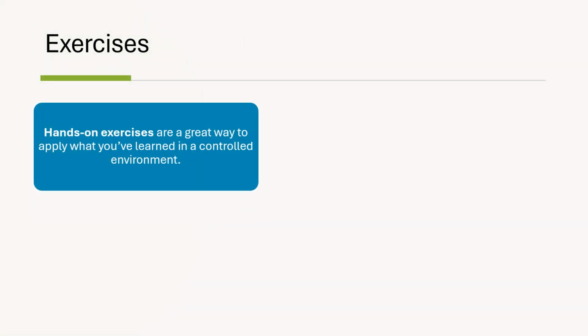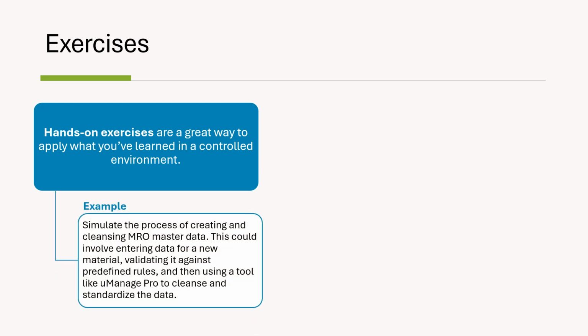Hands on exercises are a great way to apply what you've learned in a controlled environment. For example, you might simulate the process of creating and cleansing MRO master data. This could involve entering data for a new material, validating it against predefined rules, and then using a tool like UManage Pro to cleanse and standardize the data.